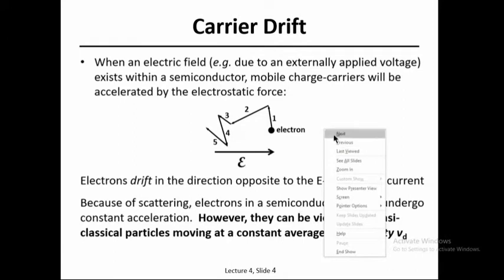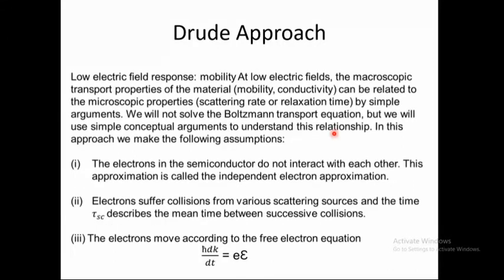Now we will take this approximation in order to derive the current, the relationship between current and mobility of the electron, or the conductivity of the material with respect to the relaxation time, the time that it takes to collide between electrons.